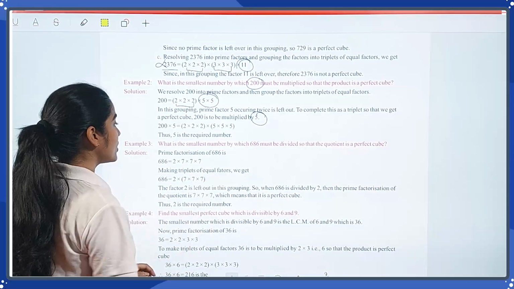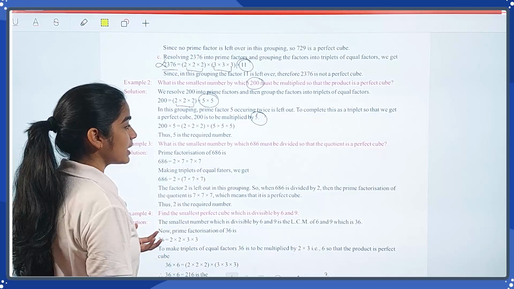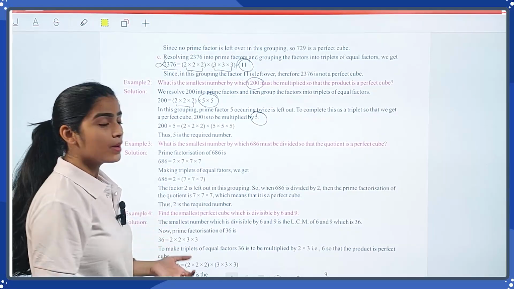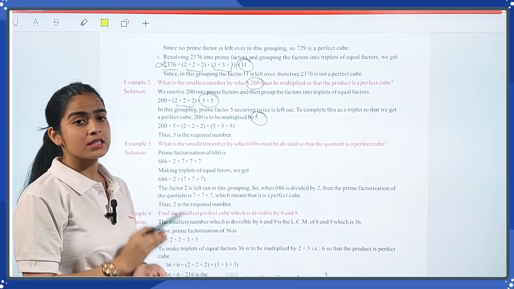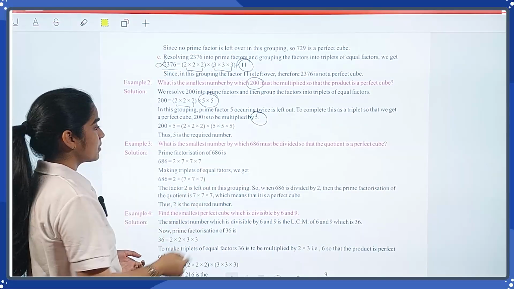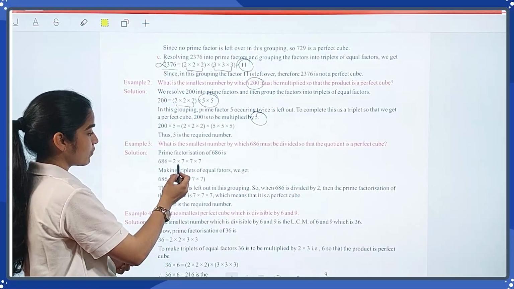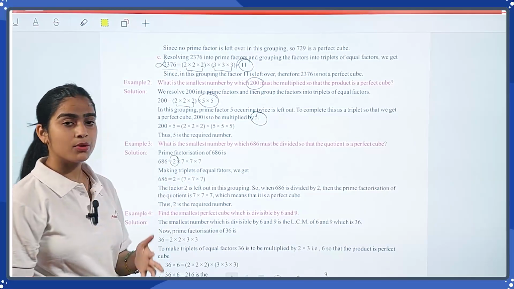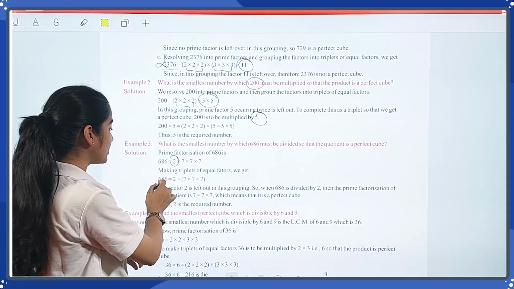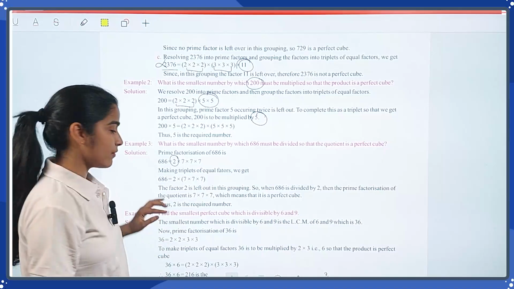Now, what is the smallest number by which 686 must be divided so that the quotient is a perfect cube? So again, the same process, the same method you have to apply here. You get the prime factorization of 686, and what you find? Okay, here we have a leftover number which is 2. It means we have to divide this number by 2 to get a perfect cube.